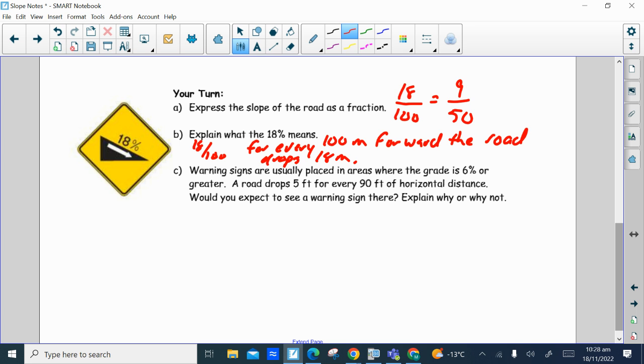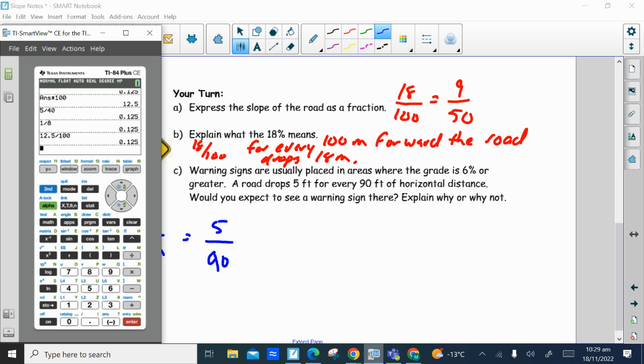So then it says that warning signs are usually placed once again when the grade is 6% or greater. If a road drops 5 feet for every 90 feet of horizontal distance, would you expect to see a warning sign there? So if we want to find the slope of this line, which is rise over run, it says that it drops 5 feet, so that's the rise. It's going down 5 feet for every 90 feet of horizontal distance. We can use our calculator to find out what that is equal to.